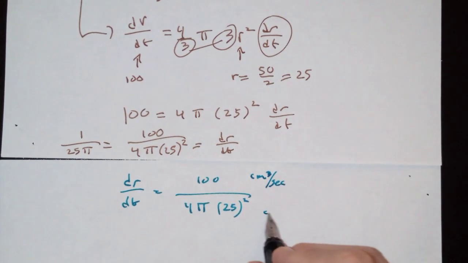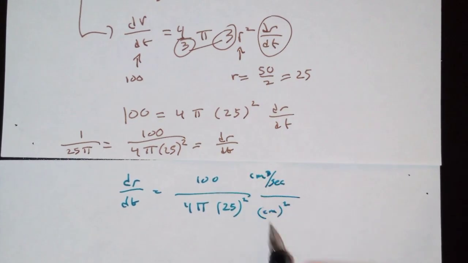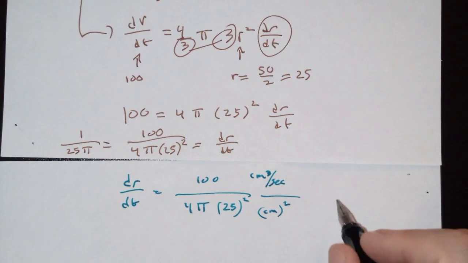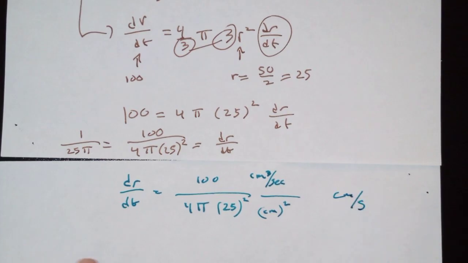But then that'll be inside the square, right? What happens to my units? So I get centimeters per second. And does that make sense? Does that unit make sense? Well, that's how fast a radius, measured in centimeters, would be going. Ah, found the right answer.